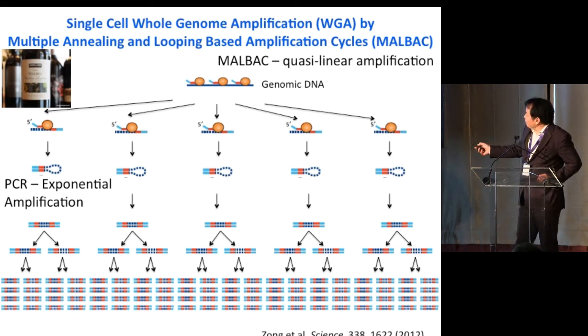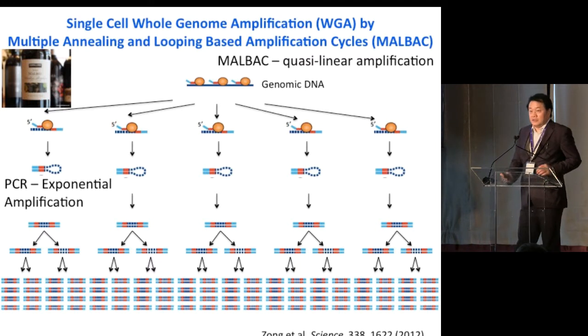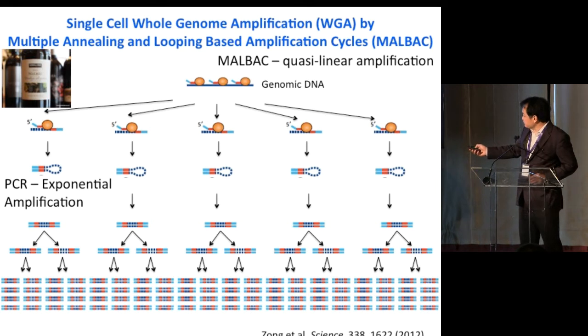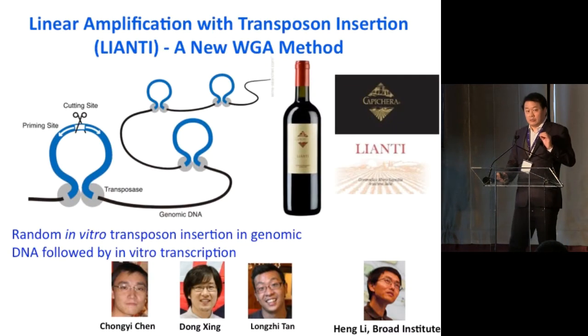So in 2012, my group developed MALBAC, multiple annealing and looping-based amplification cycles. We only amplified the genomic DNA linearly, and we protect the products by forming these hairpins so that they don't get amplified, we don't make copies on copies, and then at the end using PCR to bring the final product to microgram level for sequencing. So this allows us to obtain very accurate copy number variation measurement and avoid allele drop-off in a significant way, but it was still not quite good enough.